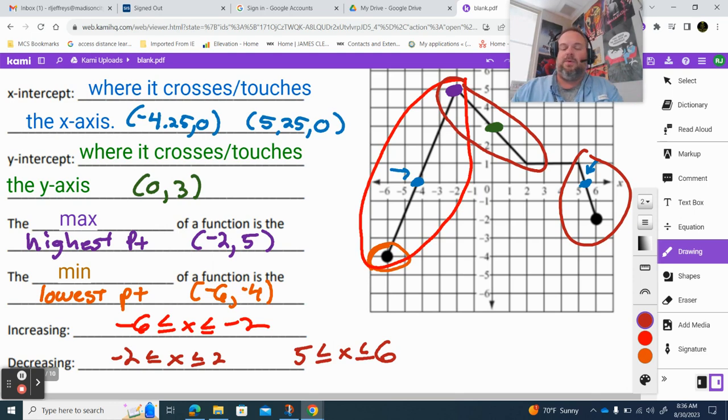So what I'm trying to say is, if I ever ask for increasing or decreasing, there's a highly likely chance that you're going to mess up. But if you get a choice to only do so many, I would stay away from increasing and decreasing. Max, min, those are easy. X-intercept, y-intercept, those are easy. Increasing, decreasing, that's about as easy as trying to get water from a concrete block.